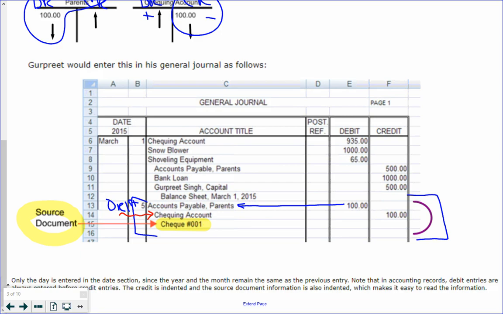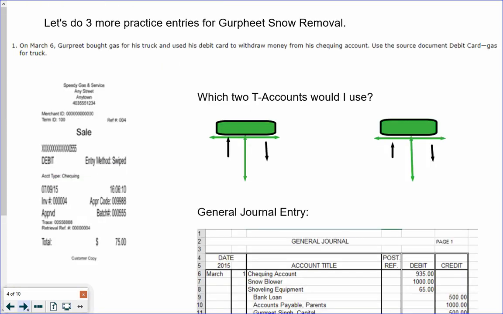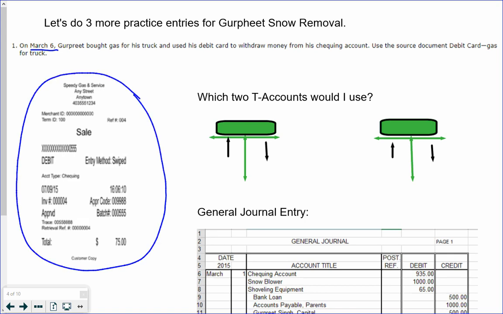We're going to keep with transactions, but instead of doing a T account, we're now going to record it in a general journal. Let's do a couple together to make sure you're understanding. It says on March 6th, so that's the date, Gurpreet bought gas for his truck, and he used his debit card to withdraw money from his checking account. Here's his receipt from the gas station. You can see he bought $75 worth of gas. So he used his checking account, he used his cash.